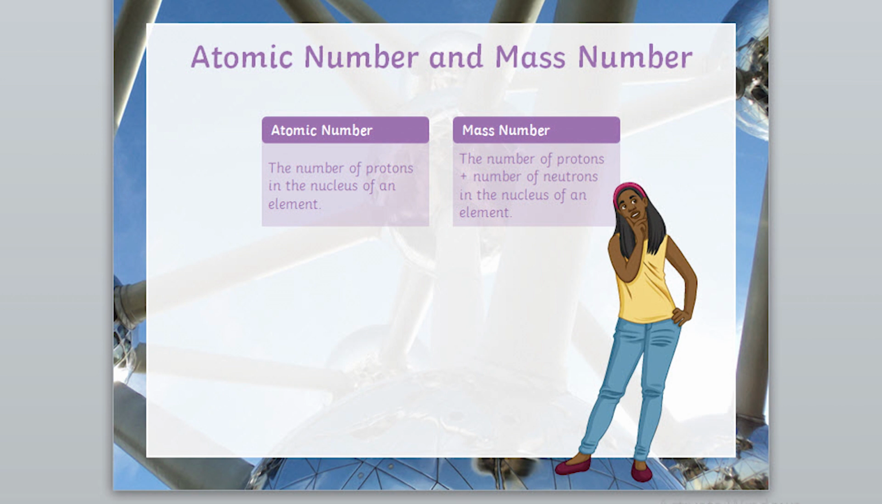Right now, what do we mean by mass number? It's the number of protons plus the number of neutrons in the nucleus of an atom. Staying with the carbon atom, it contains 6 protons and 6 neutrons. Accordingly, its mass number is equal to 12.